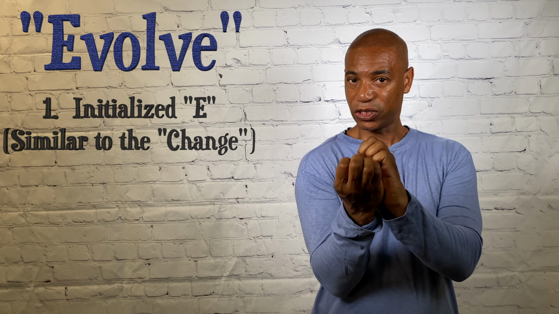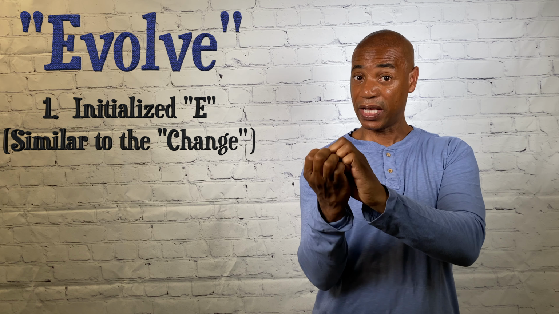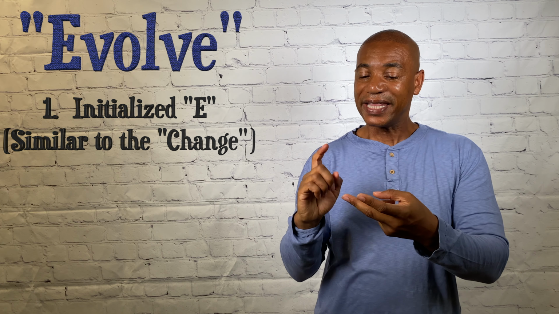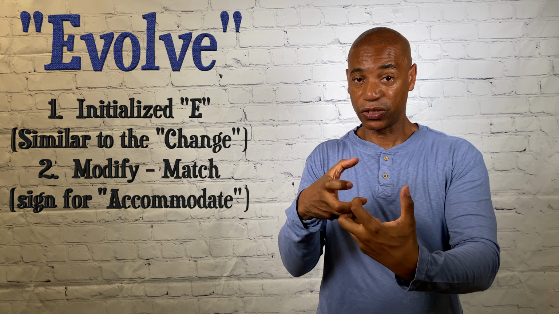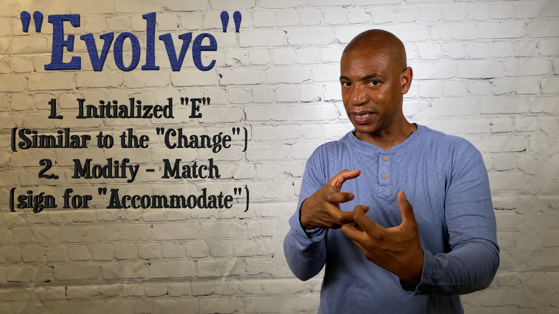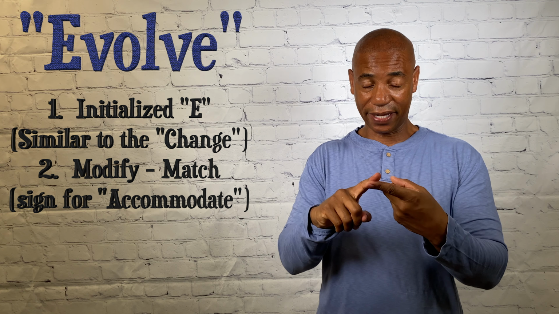The next sign we're going to do is evolve. I've seen this done a few ways. The first way I've seen it is initialize E, evolve. Almost like the sign change, but initialize E, evolve. And the second way I've seen it was to modify, match, or accommodate. That's the same sign as accommodate. So let's go over those again. All right, for evolve, the first, initialize E. And the second way to do it is to modify, match, or accommodate.